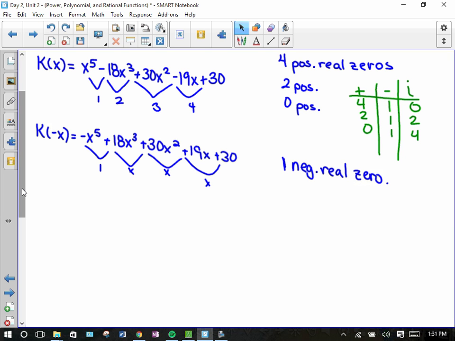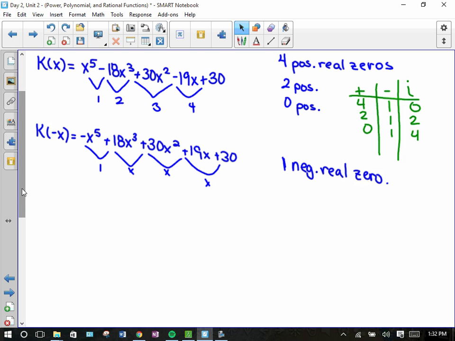Now, what's the next thing that we would want to do? Group them up. No, I don't want to do that. What's another rule that we have? Rational zeros. Yeah, rational zero.